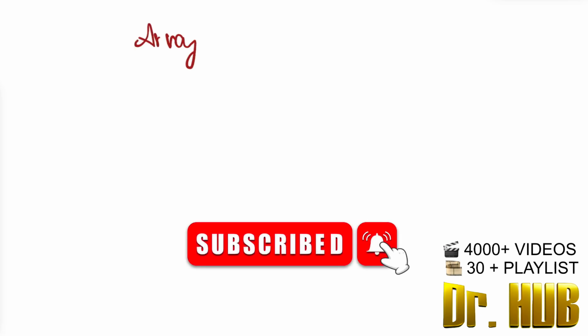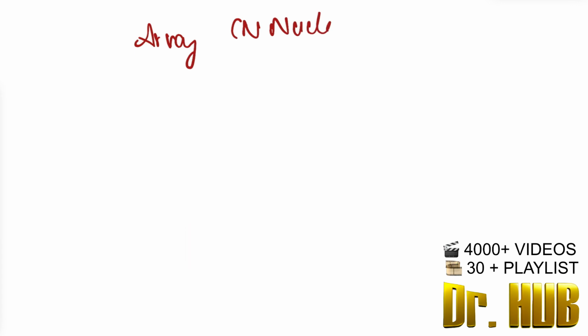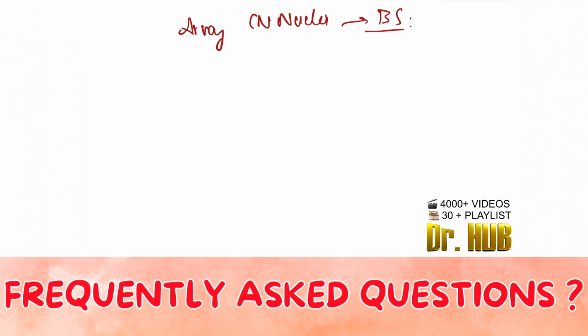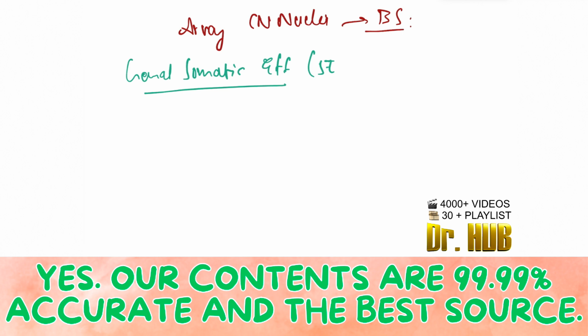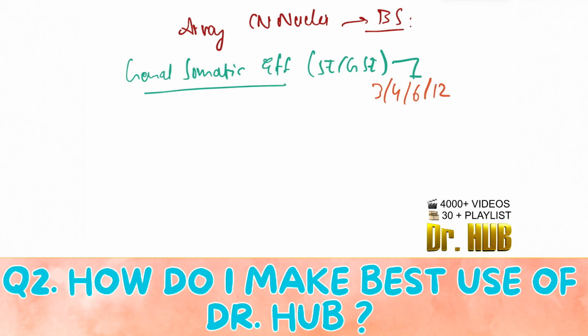Today we'll look at the arrangement of the cranial nerve nuclei in the brainstem. To begin with, what about the functional component of the general somatic efferent, the GSE? What is the cranial nerve associated here? It is 3, 4, 6 as well as 12.